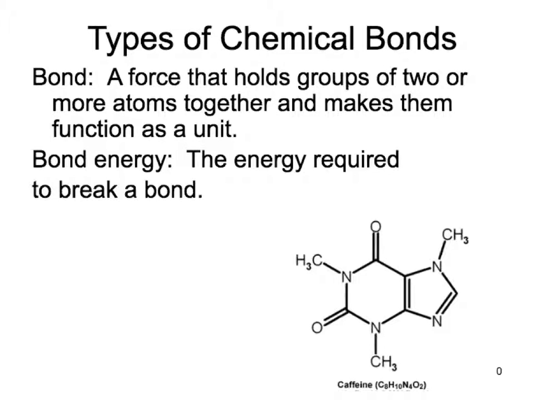Okay, make sure you write the definitions down of what a bond is and what the bond energy is. The bond energy is the energy required to break a bond. So a single bond will actually be easier to break than a double bond. And then there are even triple bonds that are even stronger, so even more energy would be required to break those. And ionics actually are the strongest, the hardest to break.